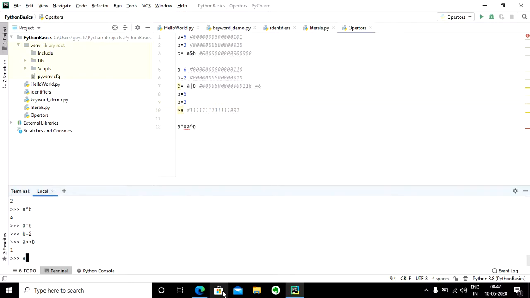What you need to do is perform a floor division of A by 2 raised to the power B. That is equivalent to A right shift B. Now if I calculate this, that is again 1. Okay.